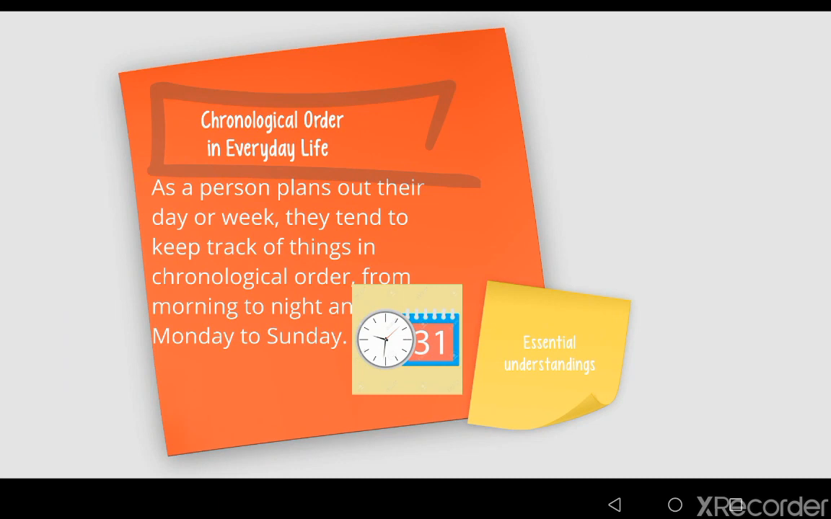Chronological order in everyday life. As we see, all of us have to follow a kind of schedule for our activities, even now that we are in our house. I know that a lot of you have a schedule in which you wake up, maybe you wait for the class, and you have certain activities to do even now that you're in your house. So as a person plans out their day or week, they tend to keep track of things in chronological order, from morning to night and Monday to Sunday.